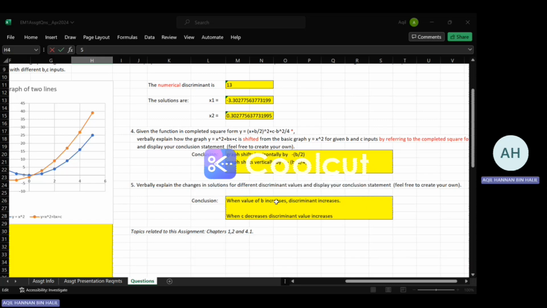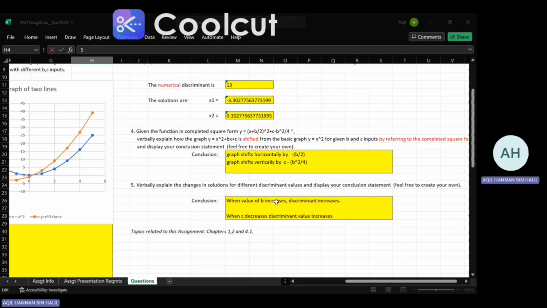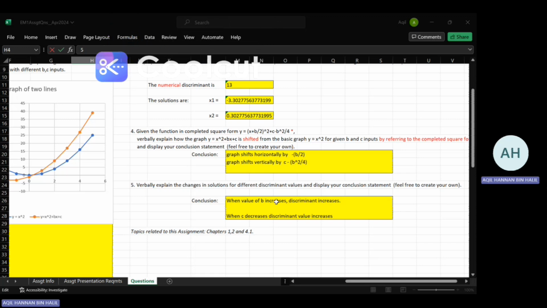For question 4, y equals x squared plus bx plus c in y equals x squared form is equivalent to the completed square form shown in the first line. (x plus b over 2) squared is inside the bracket, hence the graph shifts horizontally by negative b over 2. The graph will shift left when b is positive as the overall value becomes negative. The graph shifts right when b is negative as the overall value becomes positive. The graph does not shift when b is 0.